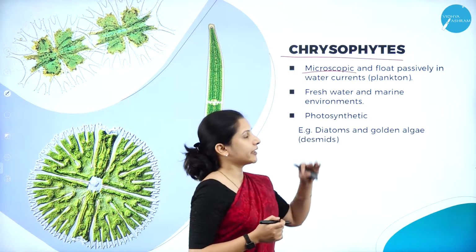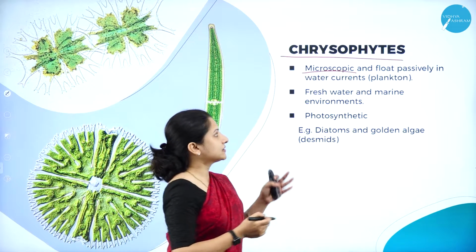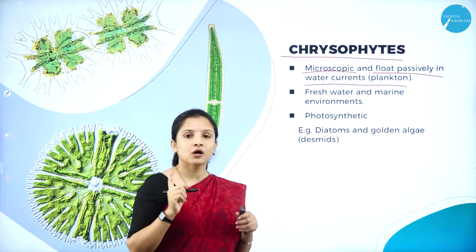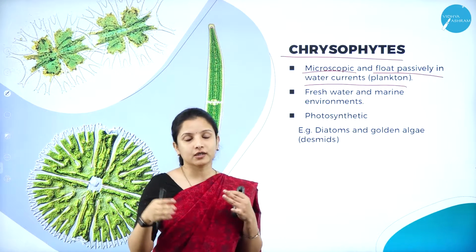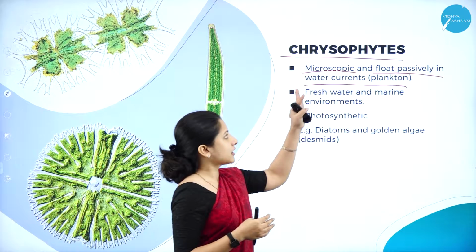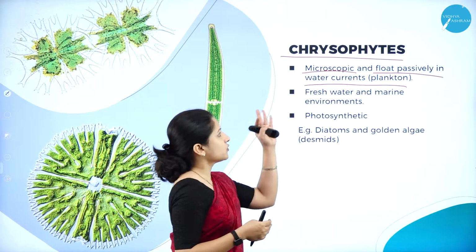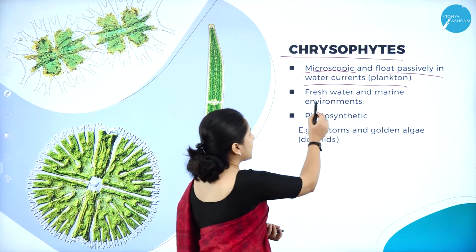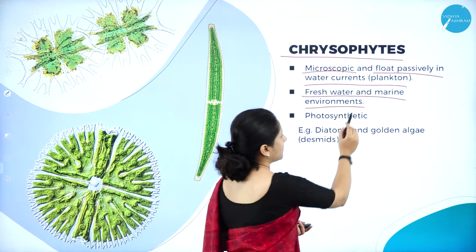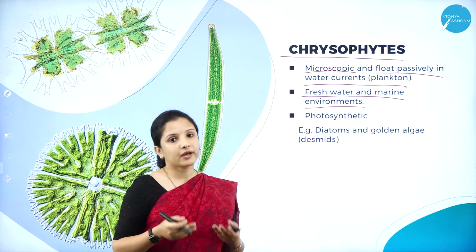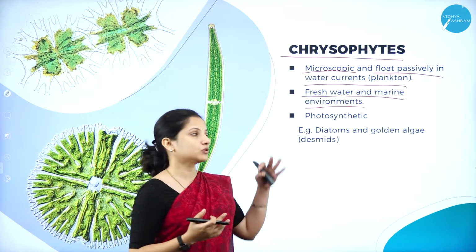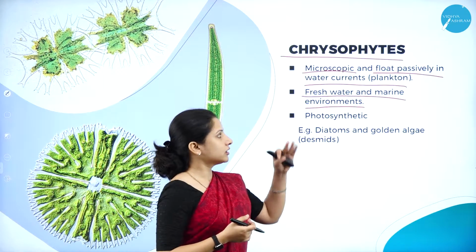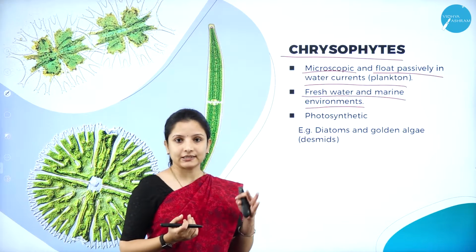So Chrysophytes are microscopic and they float passively in the water current. That is why they are called planktons. Planktons are those organisms that float in the water along with the water current. So Chrysophytes are nothing but planktons which are microscopic and float passively in water, and they can be either freshwater or marine, that is oceans or seas. They can live in fresh water such as ponds, rivers, lakes, etc., and they can also live in marine waters such as oceans and seas.